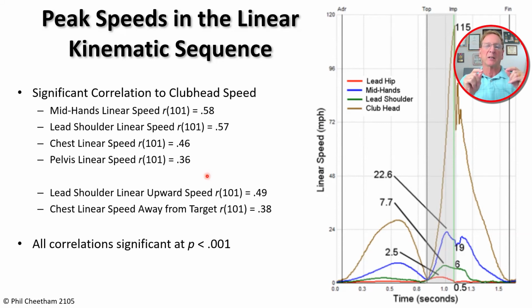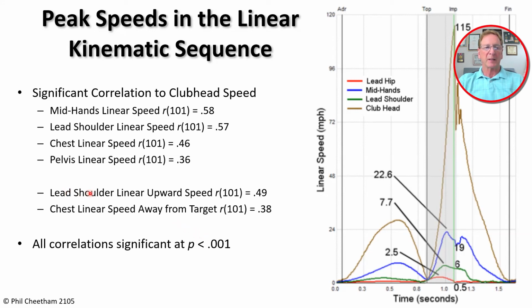Now, these are resultant linear speeds. So in these cases, 1, 2, 3, 4 here, we're not looking at a particular component of the speed. We're looking at the total speed, the total resultant speed. The higher the resultant speed, the higher the club head speed. But if we tease out some of the components in 2 of these, we find some interesting information as well.